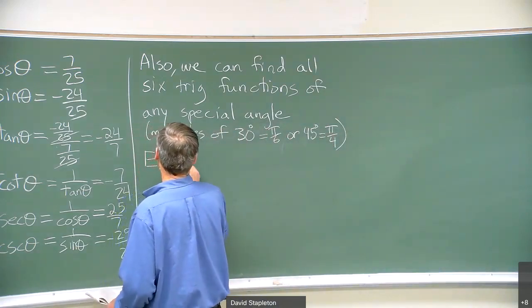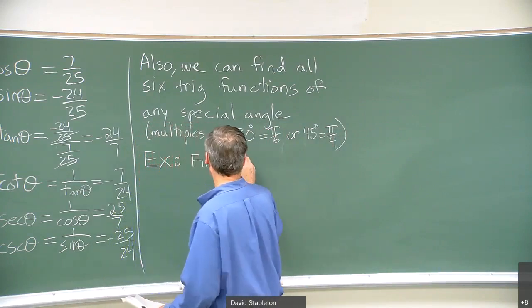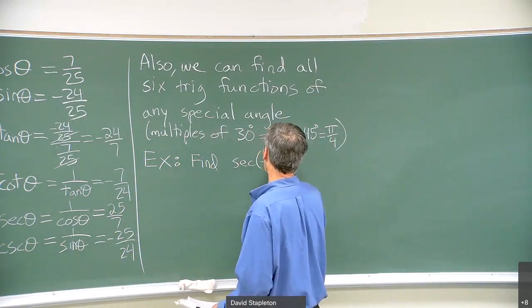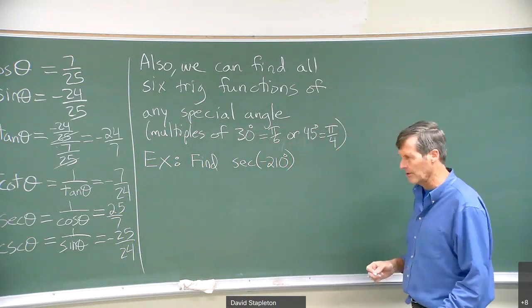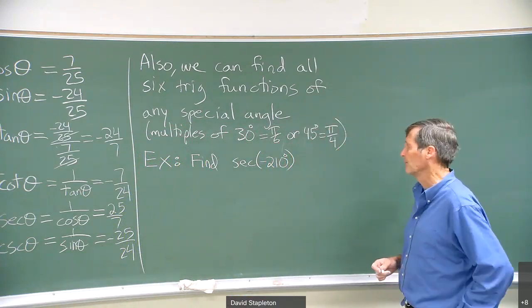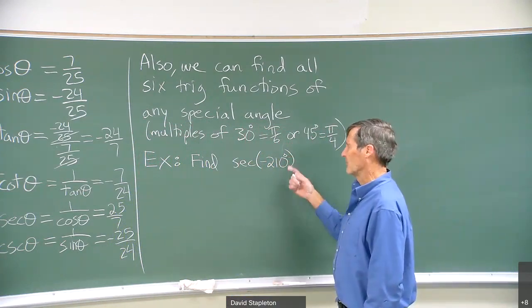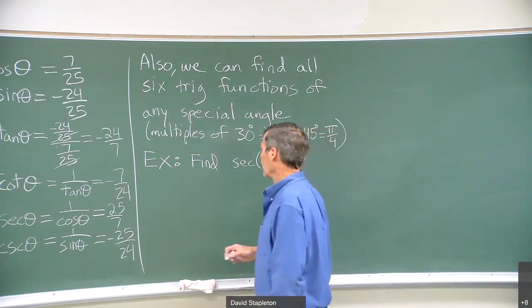For example, suppose I said find, let's say, the secant of minus 210 degrees. I wonder what that is. What's the secant of minus 210 degrees? And you can take any angle, no matter how large or how small. Right? I said you can find all six. Let's just find this one. What do I do?